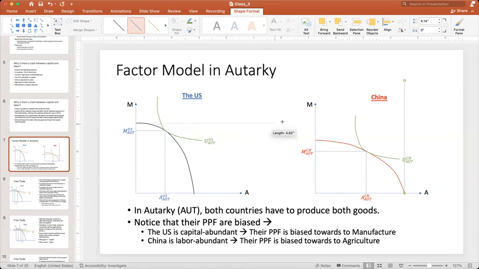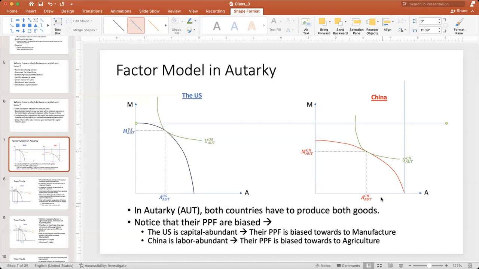So in manufacture, notice that this is better here, because we can compare both graphs. If the US decides to produce only manufactures and allocates all its production factors to produce manufactures, it could achieve higher levels of production than in China. That's why we are saying that the PPFs are biased. The US is capital abundant, so the PPF is biased towards manufacture. Why? Because manufacture is capital intensive. It requires more capital to produce, and given that they have more capital, they could achieve higher levels of production.